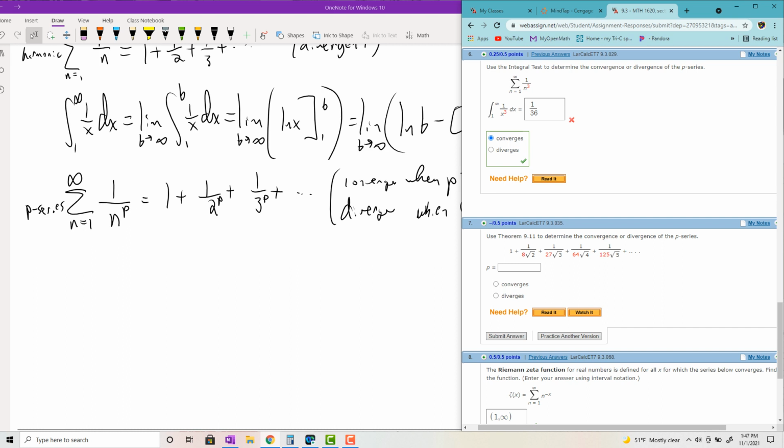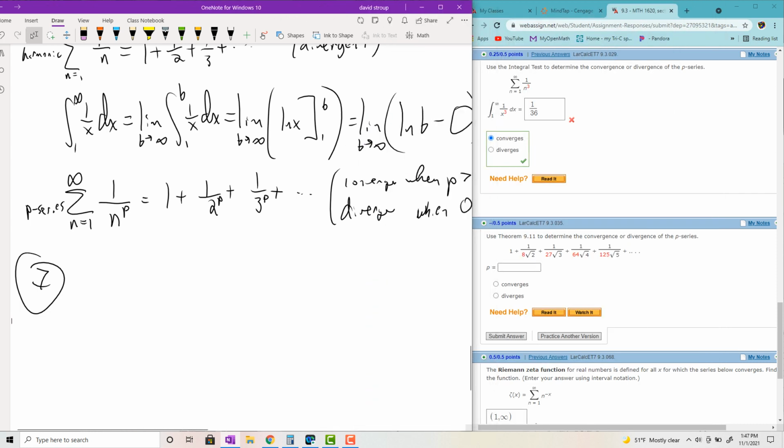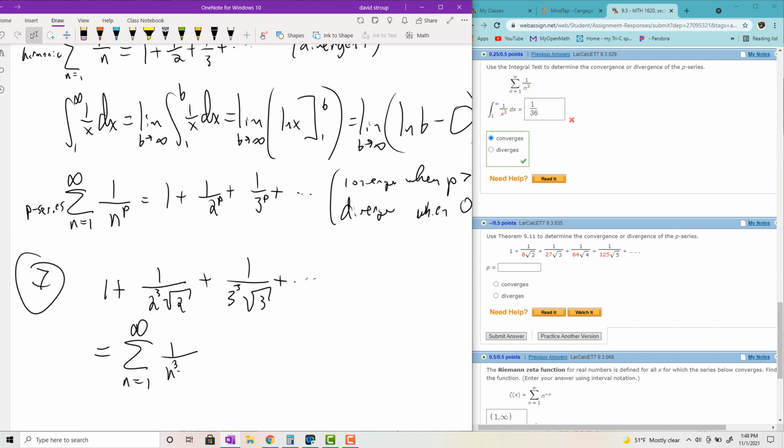For example, number 7 in the homework, I think it'll converge. Let's rewrite it so it's clear what it is. I have 1 plus 1 over 8, which is really 2 cubed, square root of 2, plus 1 over 27, which is really 3 cubed, square root of 3, plus dot dot dot. Rewriting it as a series, it's the series from n equals 1 to infinity of 1 over n cubed square root of n, which we can rewrite as a P series.